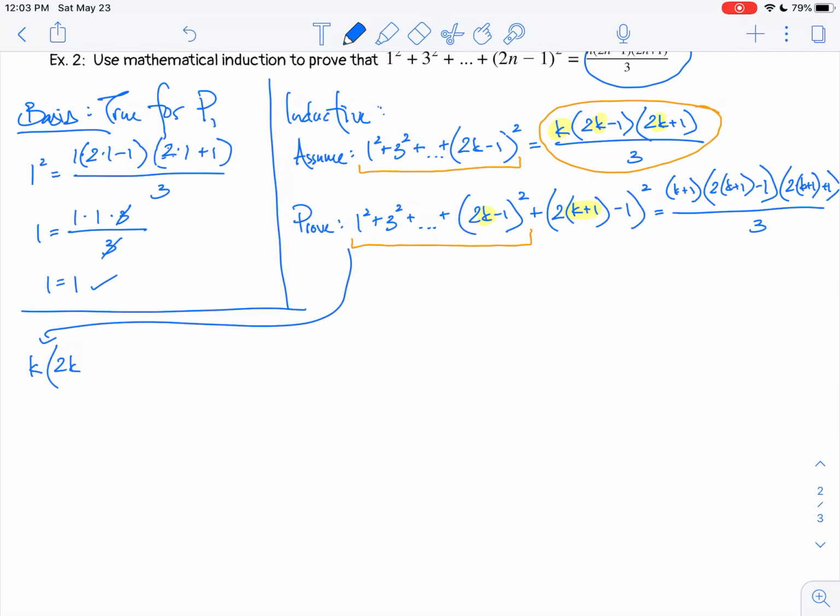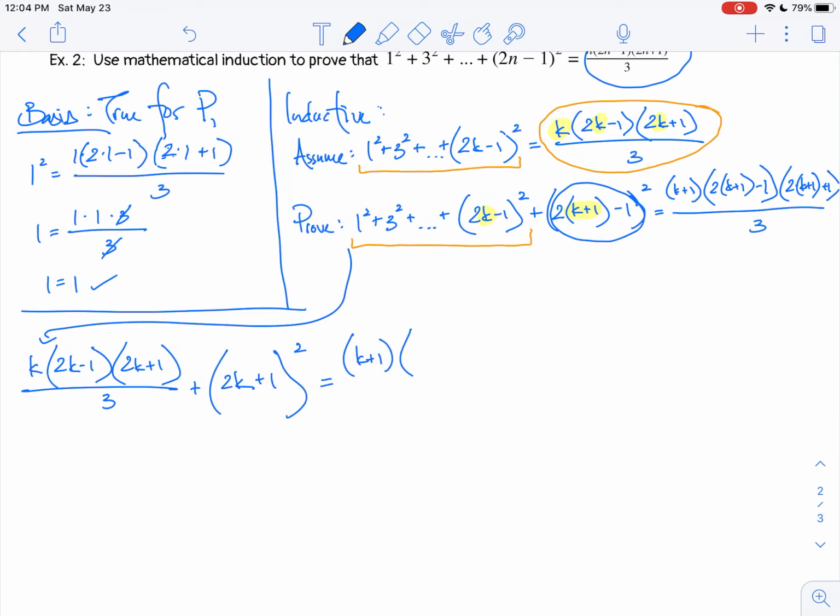So I'm going to get k times (2k minus 1) times (2k plus 1) over 3 plus, let's go ahead and clean up the inside here, but I don't want to FOIL yet, okay? So when I simplify that, it's going to give me (2k plus 2 minus 1), which gives me (2k plus 1) squared. And I want to show that equal to (k plus 1) times (2k plus 1) times (2k plus 3), if I simplify those, over 3.